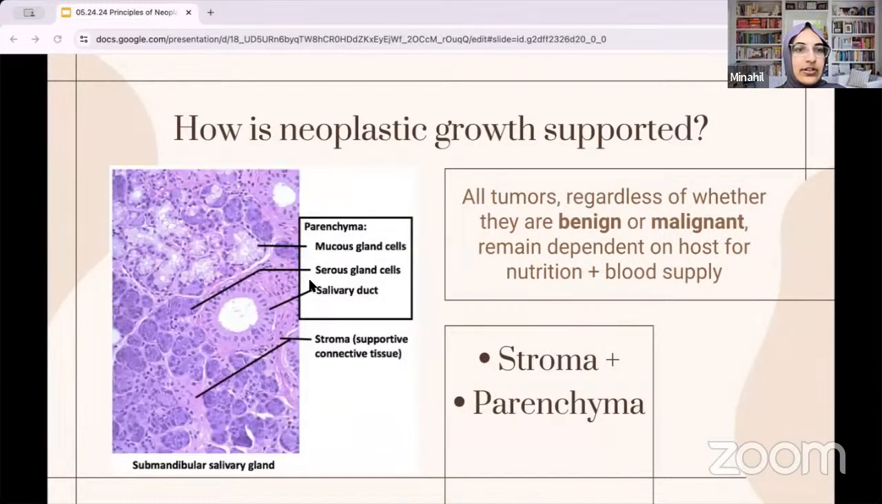So here as well, you can see the parenchyma in this picture on the left-hand panel. There's parenchyma encapsulated inside, and that is actually where the neoplastic cells will reside, and the stroma is the rest of the supportive connective tissue.